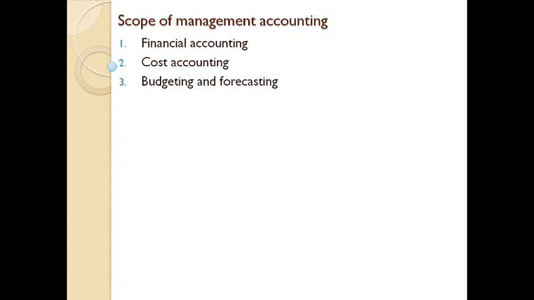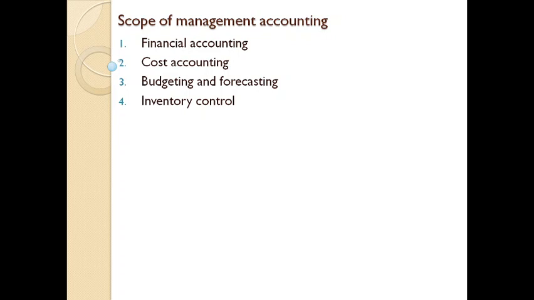Next one, budgeting and forecasting. Budget means a blueprint of an action. Management accounting uses extensively the various methods of budgeting to help the management in planning, control, and coordination. In budgeting, we actually compare the actual performance with standard performance. The same activity is used in management accounting, where managers compare the actual performance of the organization with the standard performance of the organization. In case of any deviations, corrective measures are taken.